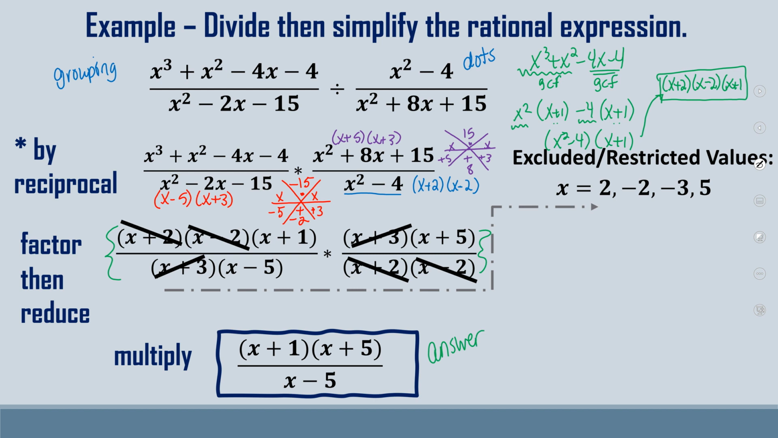Okay, and you'll notice I forgot again to go through those domain restrictions. So we take everything that we have in the denominator. The x plus 3, set it equal to 0. The x minus 5, set it equal to 0. The x plus 2 and the x minus 2, set each of those equal to 0 to get all of the domain restrictions. Great job.